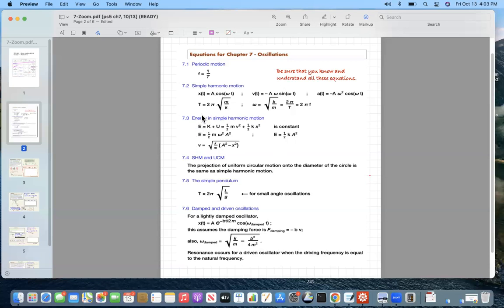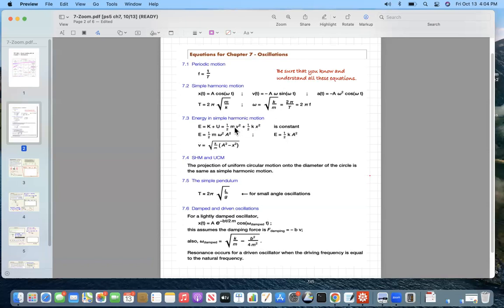Now, if we have an oscillation with amplitude A and angular frequency omega, then we could look at the energy at the equilibrium point. At the equilibrium point, the potential energy is 0. That's x equals 0.